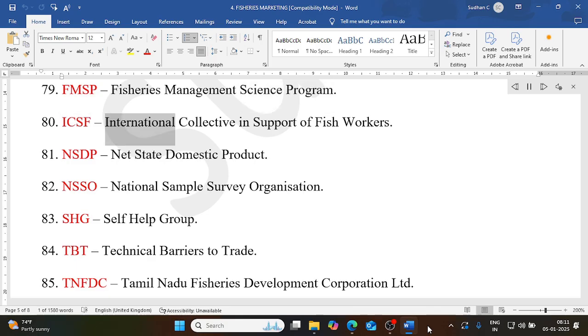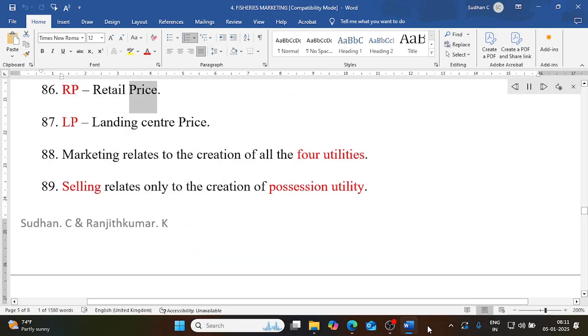ICSF, International Collective in Support of Fish Workers. NSDP, Net State Domestic Product. NSSO, National Sample Survey Organization. SHG, Self-Help Group. TBT, Technical Barriers to Trade. TNFDC, Tamil Nadu Fisheries Development Corporation Ltd. RP, Retail Price. LP, Landing Center Price.